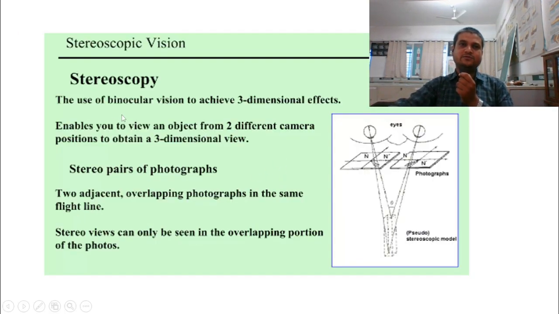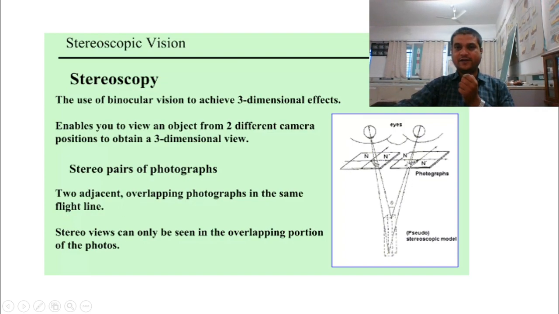What is stereoscopy? I already told you, the use of binocular vision to achieve the three-dimensional effect. It enables you to view an object from two different camera positions to obtain the three-dimensional view. For that, we can use the stereo pair of photographs. This is the photo, you can see this is the single stereo pair. With the help of the eyes, two adjacent photos overlap each other, and we get one image. You can see two adjacent overlapping photographs in the same flight line.